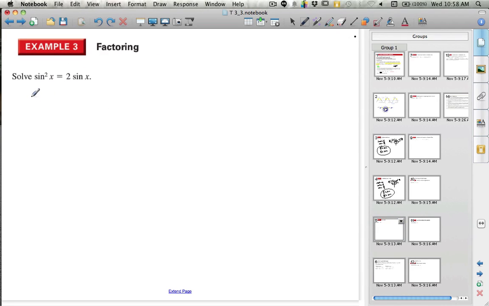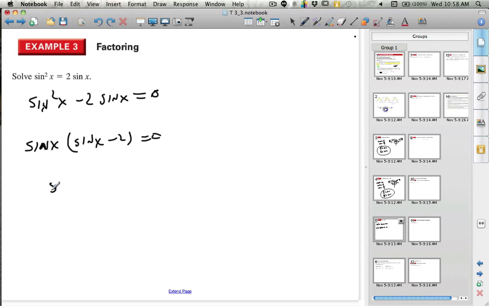So I'm going to bring the signs all to one side of the equation. So sine squared of x minus 2 sine of x is equal to 0. And we're going to work with this like it's a quadratic function, because it pretty much is. I'm going to factor a sine of x out of each term. This would be sine of x times sine of x minus 2.